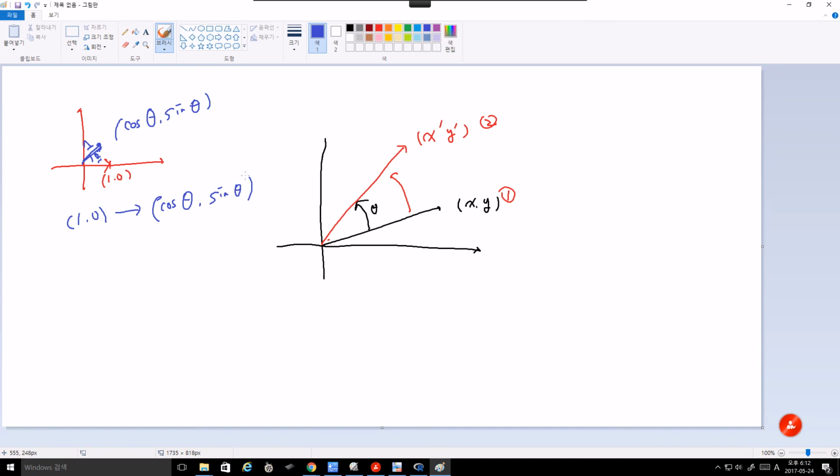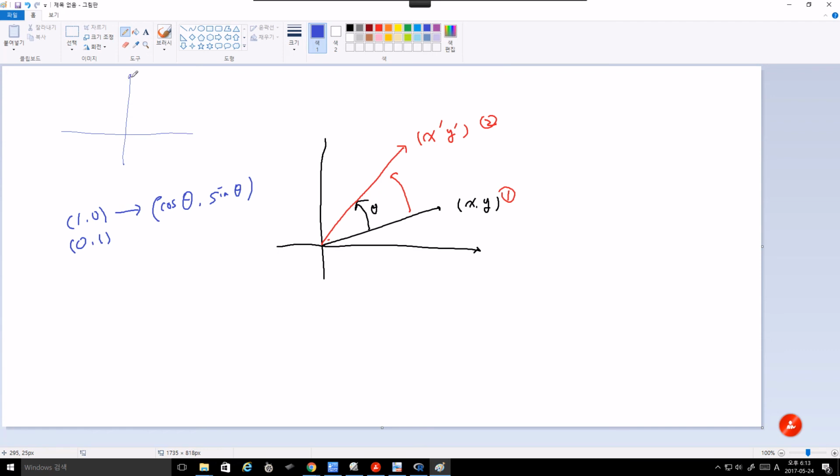And then let's think about the other point. Let's remove this one, and remove this one, and again let's think about this line.